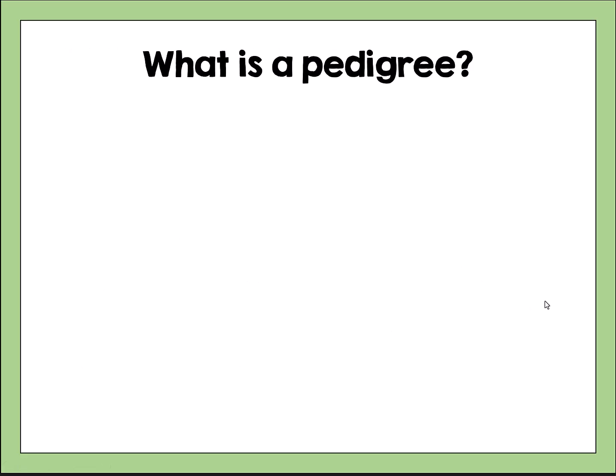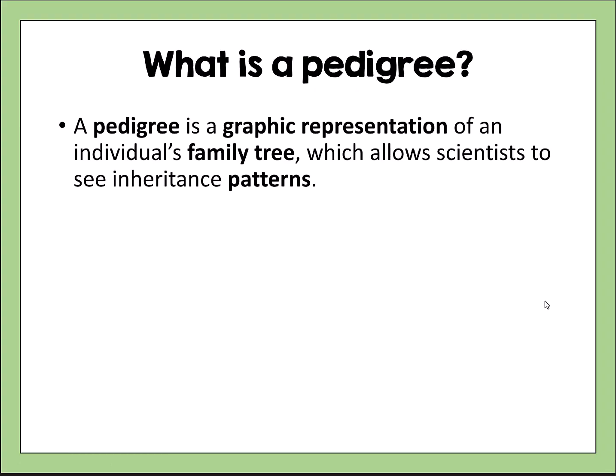Now finishing off this unit here with pedigrees. A pedigree is a graphic representation of an individual's family tree, which allows scientists to see inheritance patterns. So a pedigree is simply a model that's used to show how a lot of different predictions through generations can line up. So you can either look back through generations in a pedigree or make predictions about the future using Punnett squares.